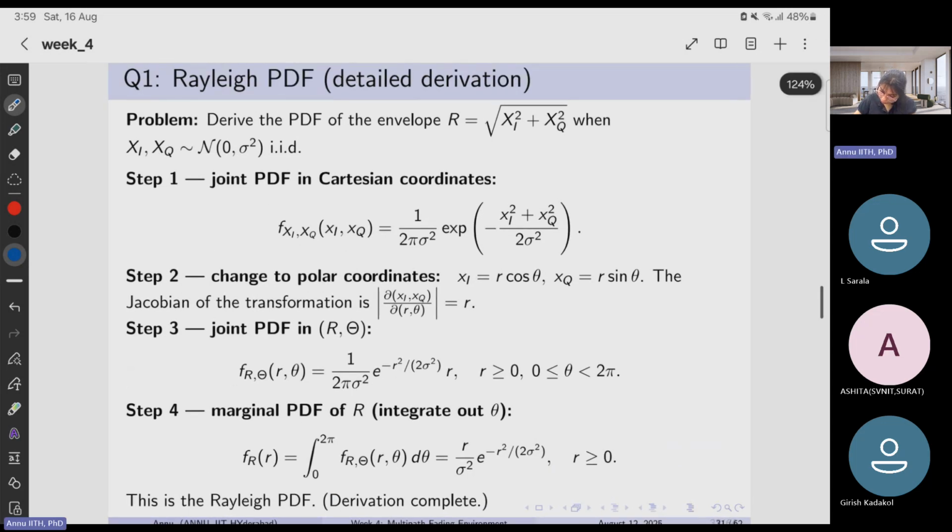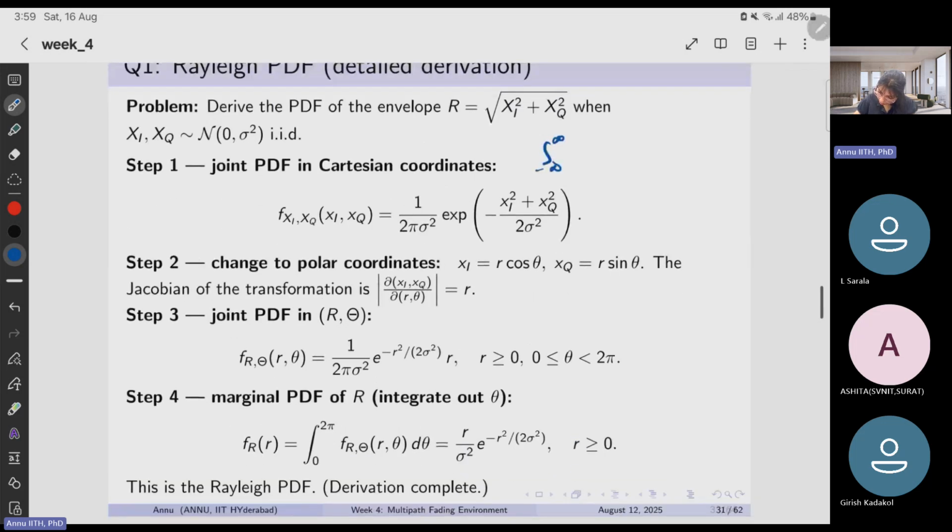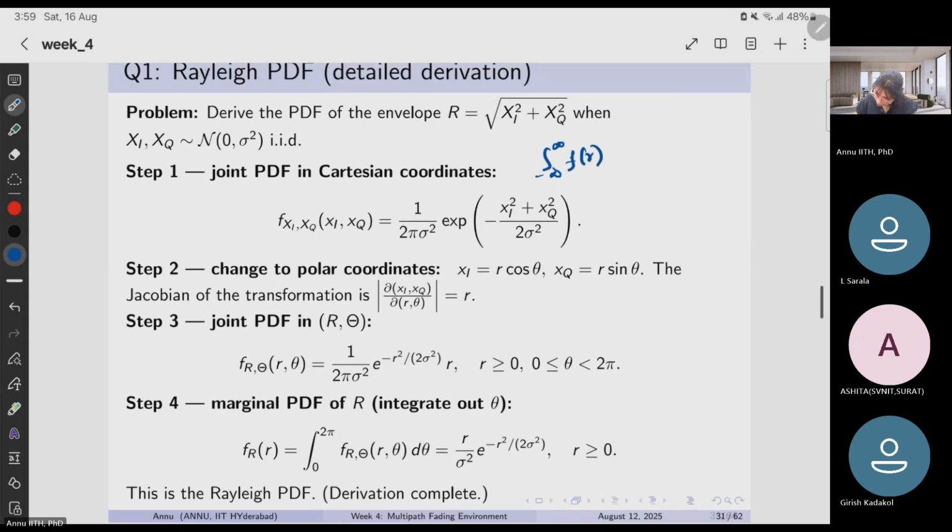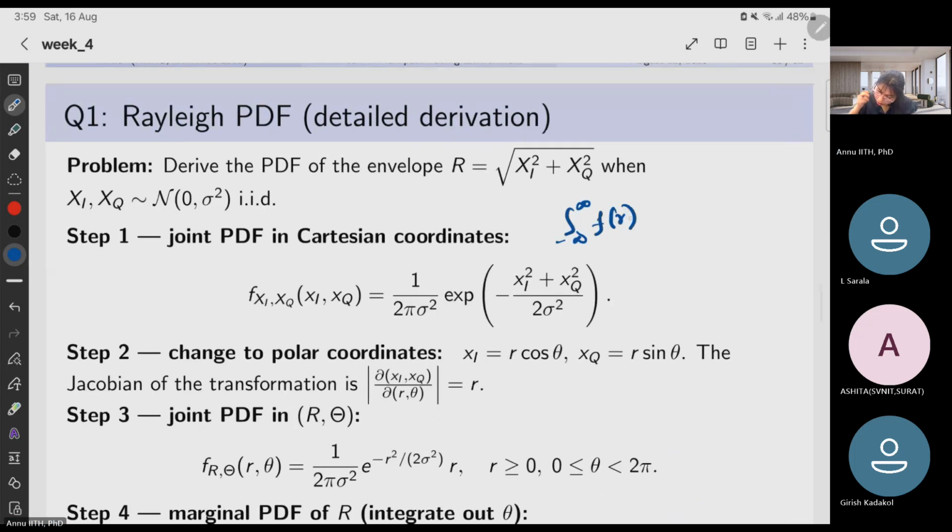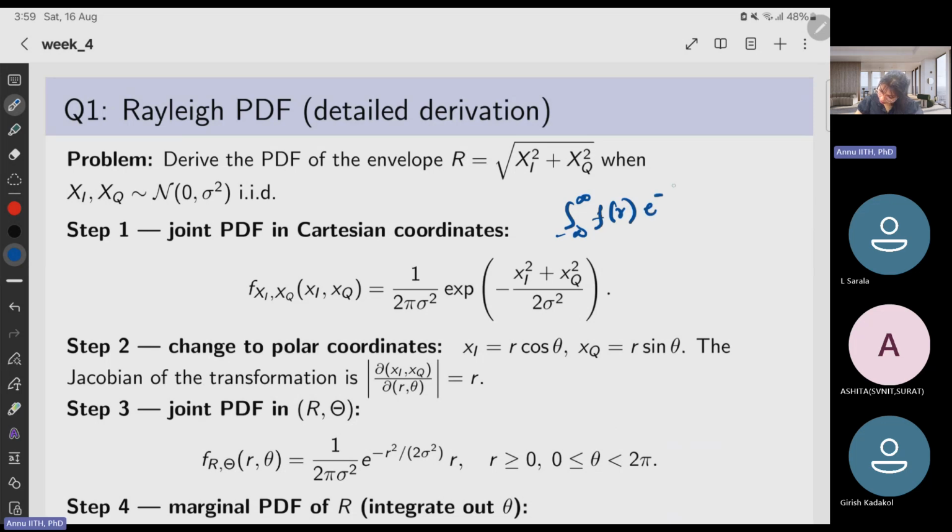Yes. So joint PDF is nothing but the integral from minus infinity to infinity of f of r, f of r e power. Oh, this is what it is. The formula.